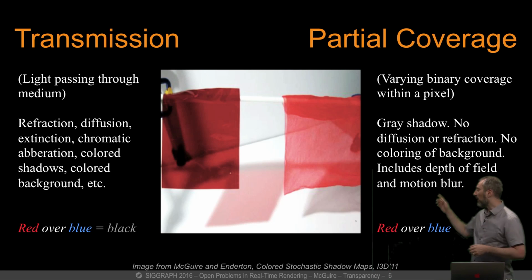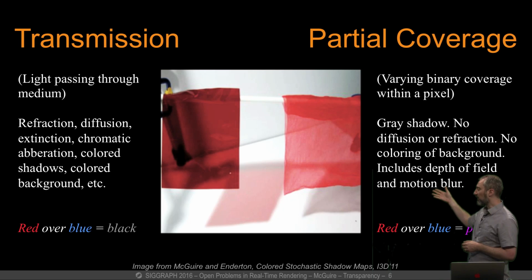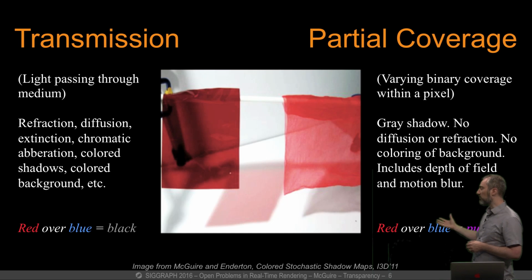In this photograph, on the left side, you're seeing a red theater gel. And on the right side, you're seeing a red scarf. The theater gel on the left is transmitting light. Light is passing through the medium of the gel and interacting with the medium. That creates effects that we call refraction, diffusion, extinction, chromatic aberration, and many others. If you look at the shadow from the theater gel, you'll notice that the shadow is tinted red.